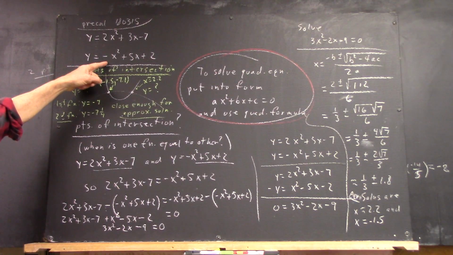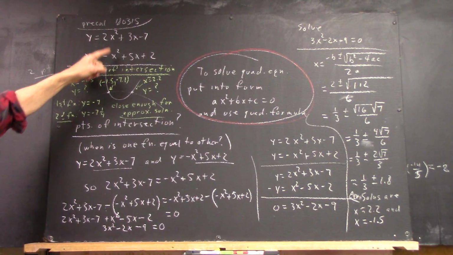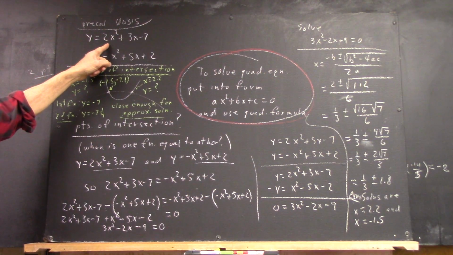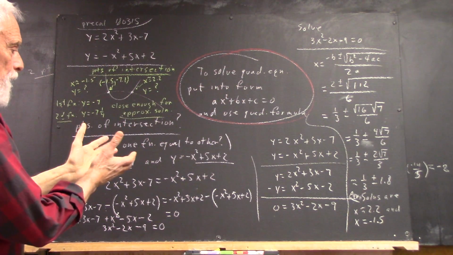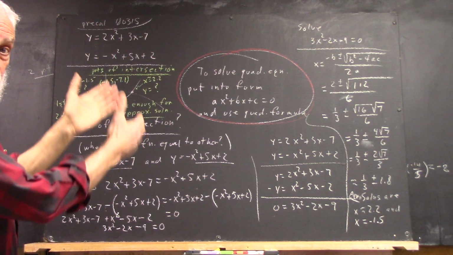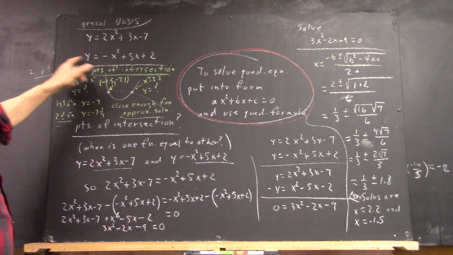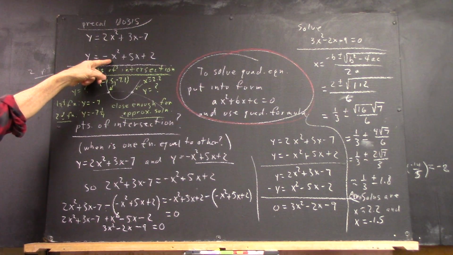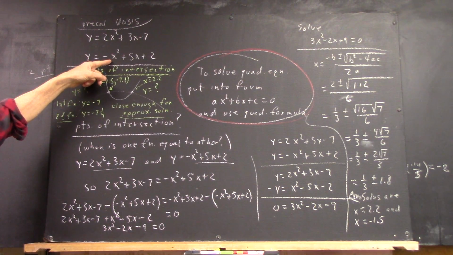This function and this function. This is a parabola. What's the vertical stretch that started this thing out? 2. Okay? So you take the y equals x squared parabola and you stretch it vertically by factor 2, it gets a little skinnier. This one has a vertical stretch of -1, or if you prefer, a vertical stretch of 1 and a reflection through the x-axis.